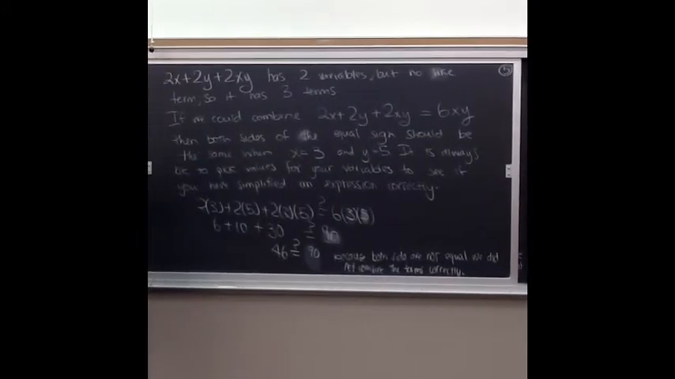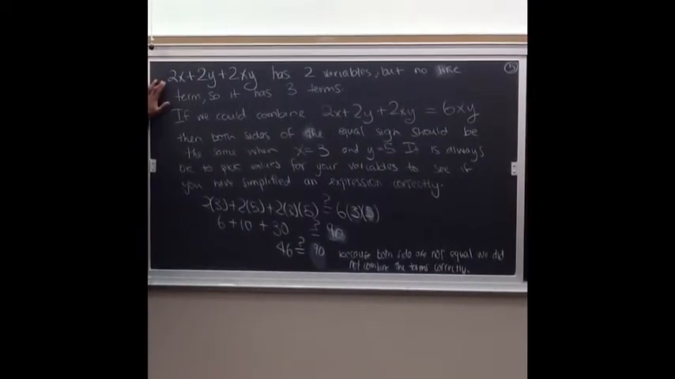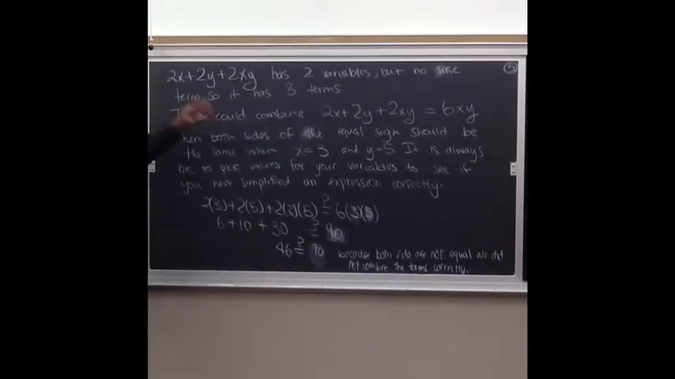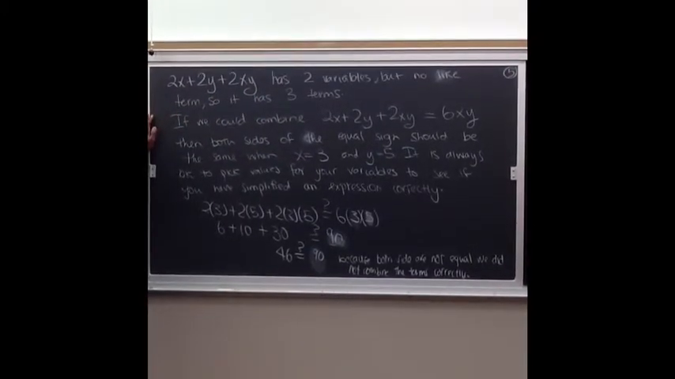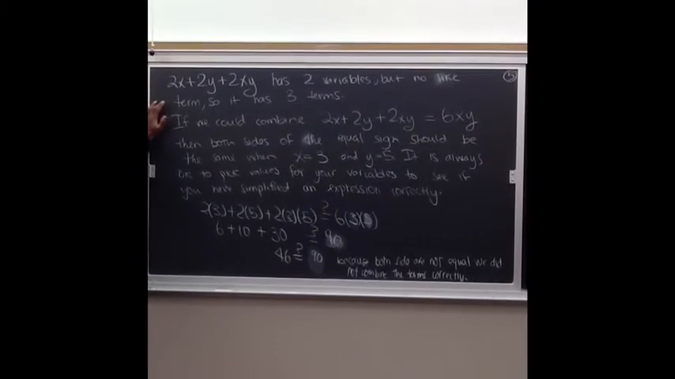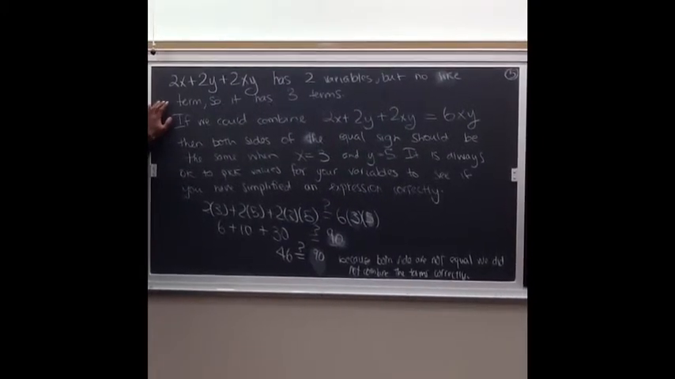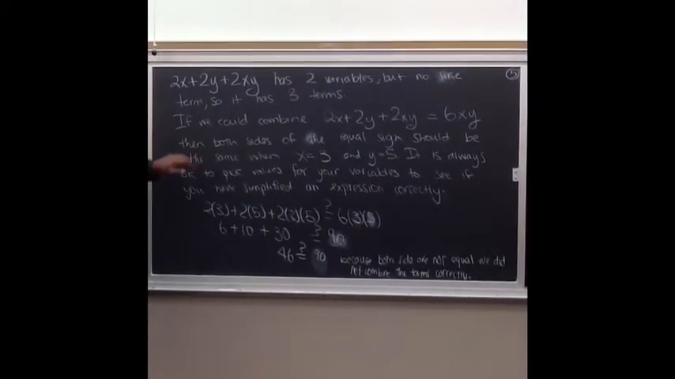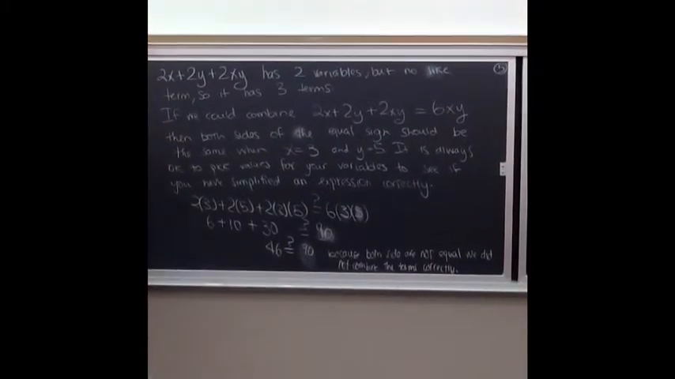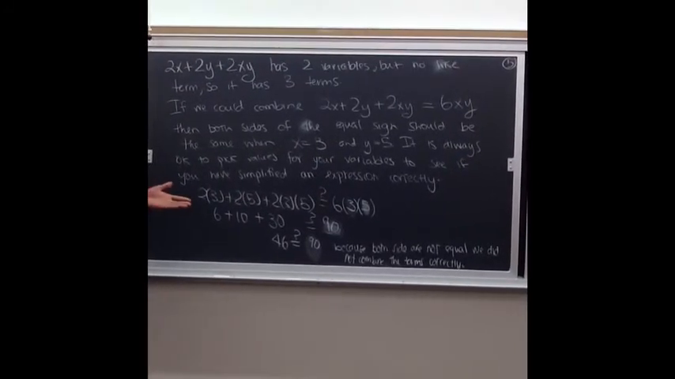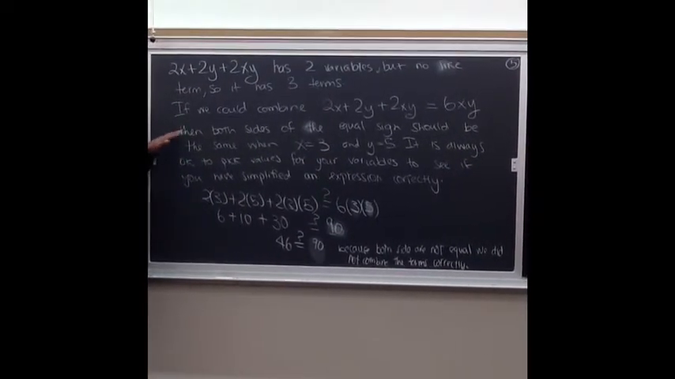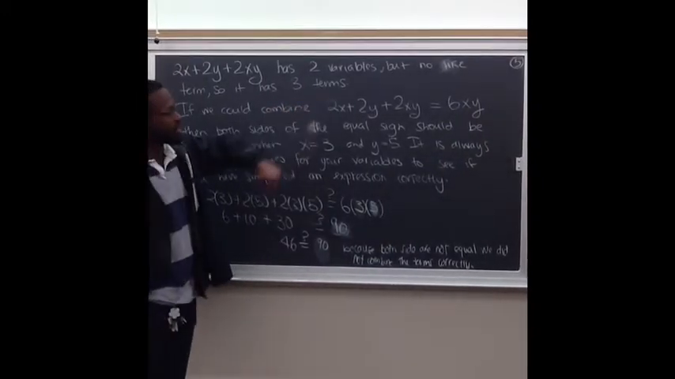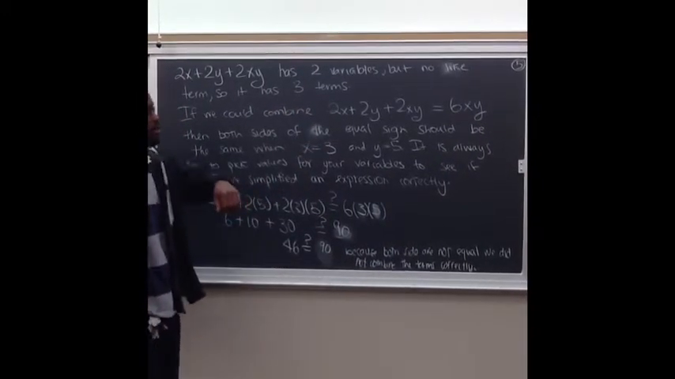If we continue to look at examples, we see that 2x plus 2y plus 2xy has two variables, and those two variables are still x and y. But there are no like terms. Because there are no like terms, I can't combine anything. This has three terms. If we could combine 2x, 2y, and 2xy to get 6xy, then both sides of the equal sign should be the same when we evaluate this expression for different values of x and y.